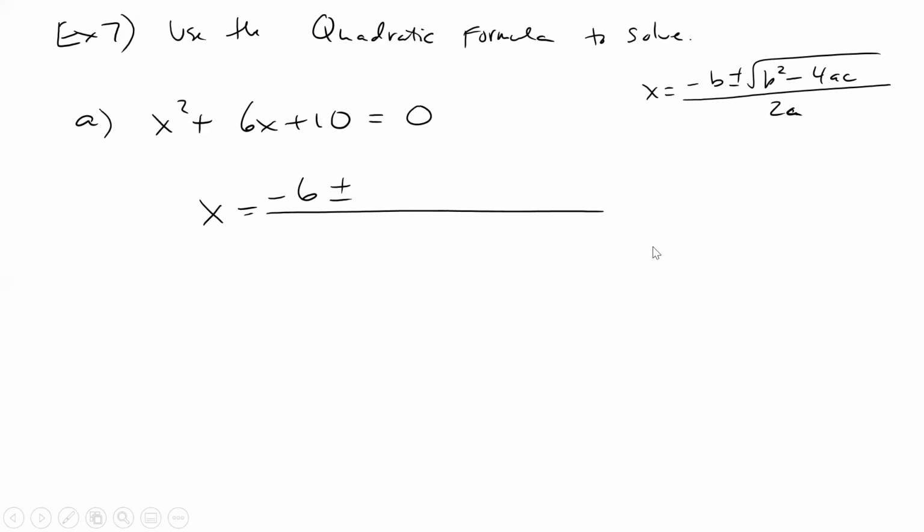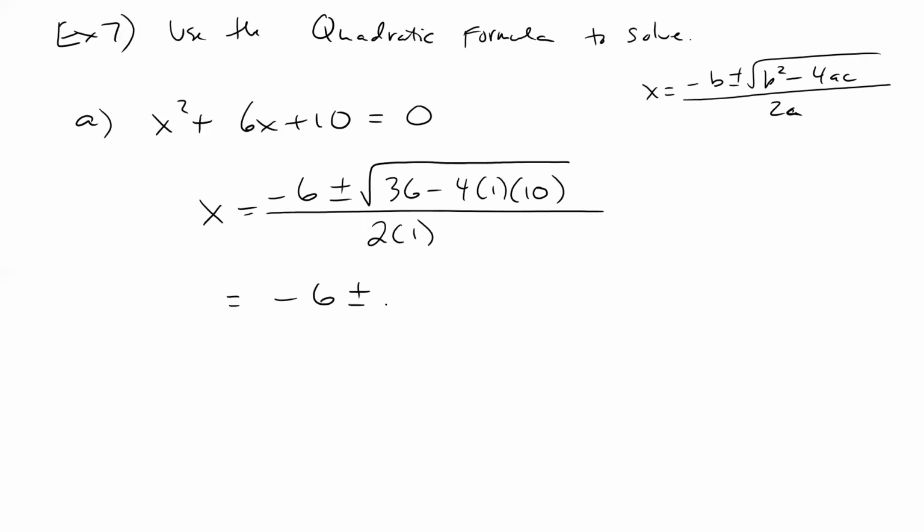So tell me, 36 minus 4 times 1 times 10, all over 2 times 1. Do you guys know where all those numbers came from, first of all? And do you guys have the same numbers as me? That's a 10, not a 6. That should be a 10. You have a negative square root. So this will be 36 minus 40.